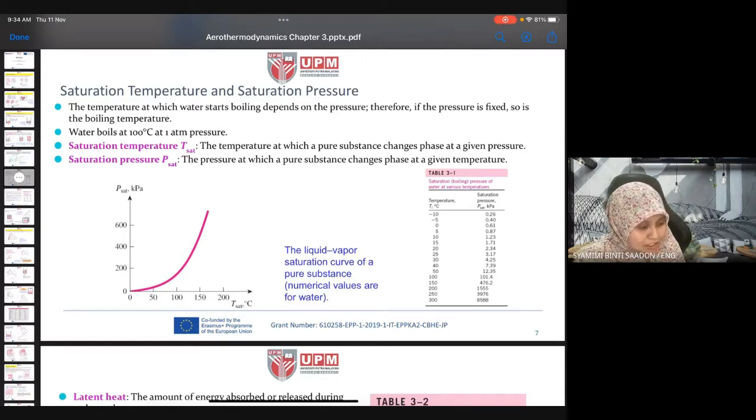Saturation temperature is the temperature at which a pure substance changes phase at a given pressure. Saturation pressure is the pressure at which a pure substance changes phase at a given temperature. Okay.